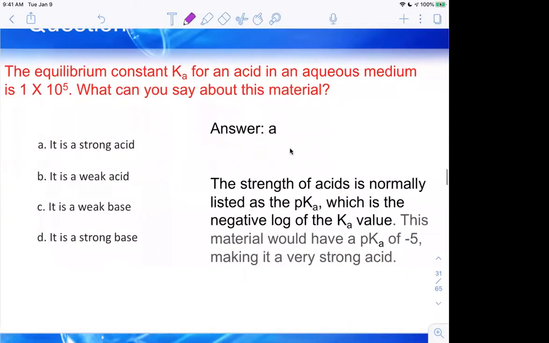Again, this is going to give you the answer and why that happens. If I took the pKa of 1 times 10 to the 5th, I would find out that my pKa was -5, which also is another way to indicate it's very strong. So to indicate acid strength using Ka values or pKa values, I'm just looking at the numbers comparatively.